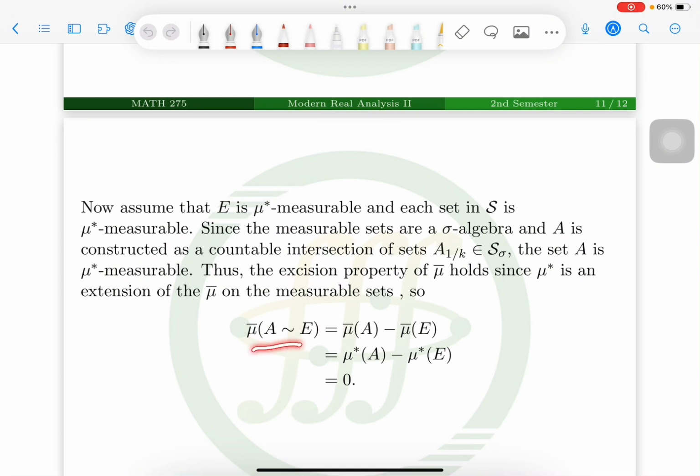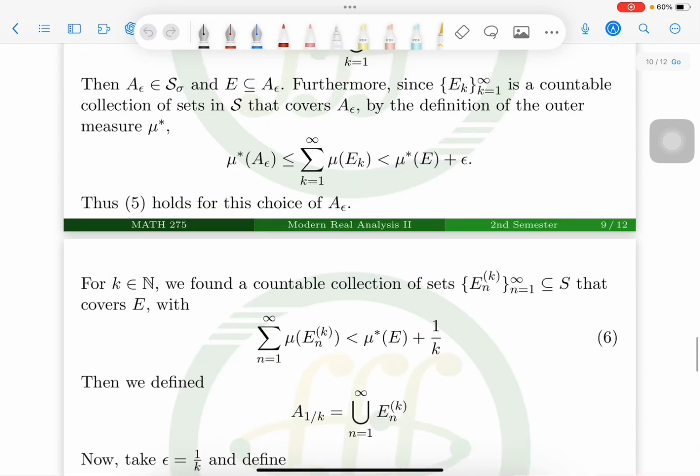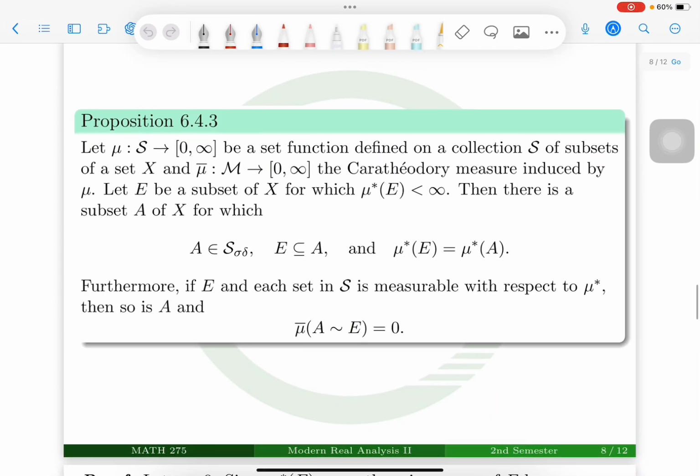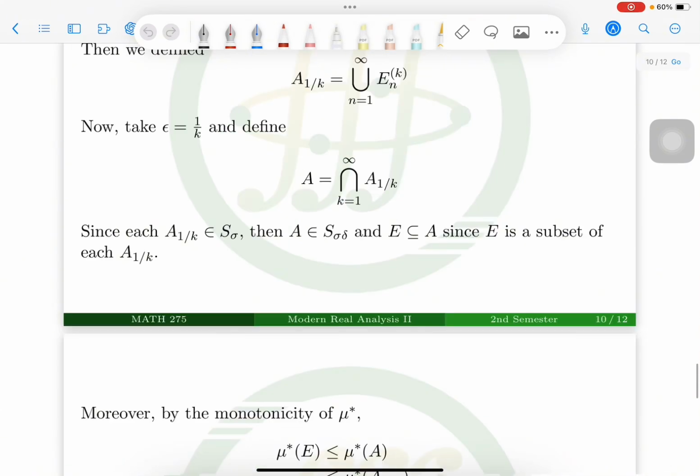So, we have this one. Then, by the definition of excision, we have this. And then we have this, by excision. Since our outer measure is an extension of mu bar, we can express it this way. Then it becomes zero. So this means that the outer measure of A is equal to the outer measure of E. So, we have proved proposition 6.4.3. So, that's all and thank you for listening.